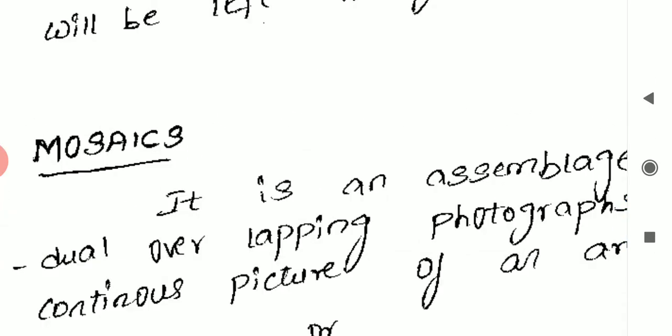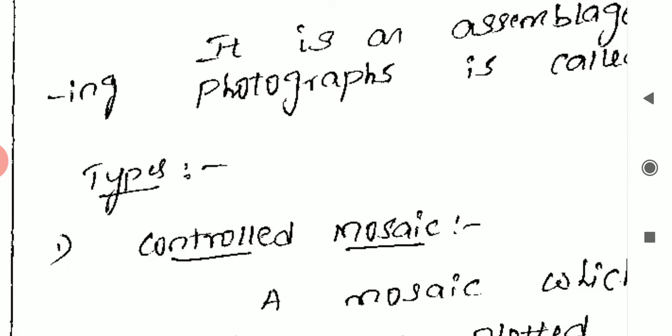Next concept is mosaics. A mosaic is an assemblage of a series of overlapping photographs. The types of mosaics are: controlled mosaics, uncontrolled mosaics, index mosaics, and strip mosaics. What is a controlled mosaic? A controlled mosaic is assembled with regard to plotted control points.